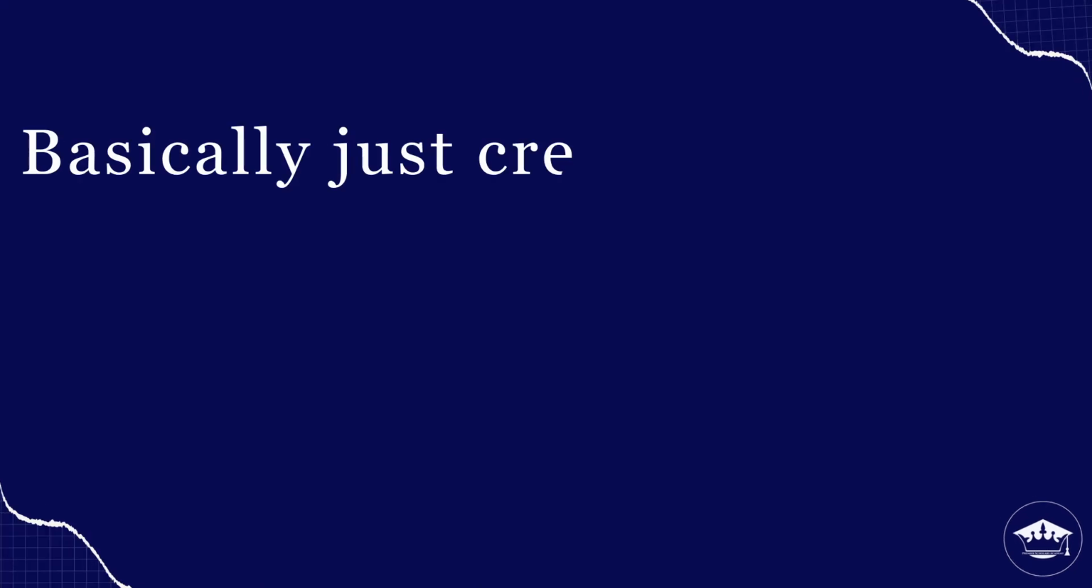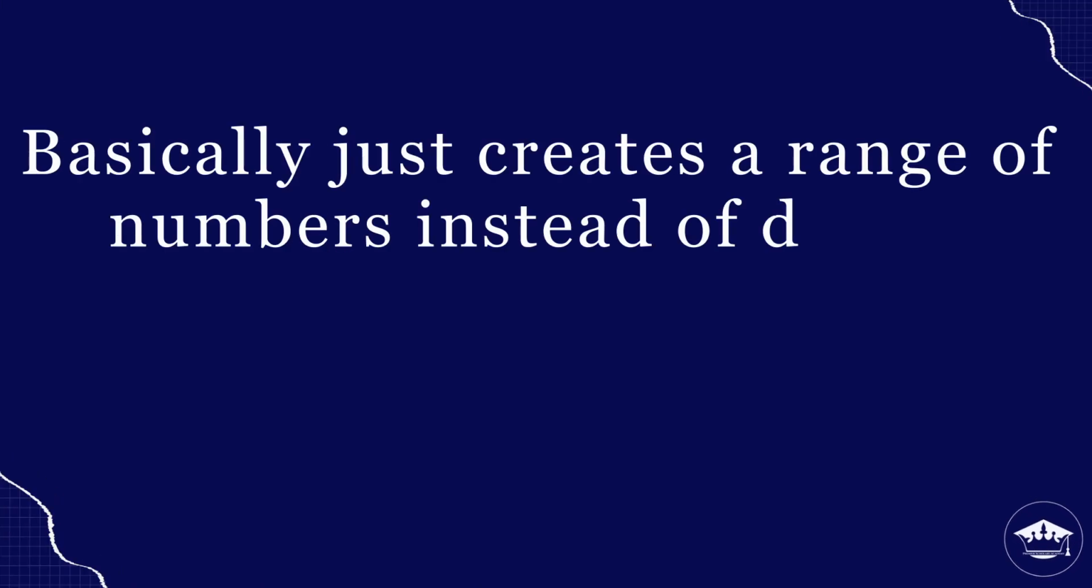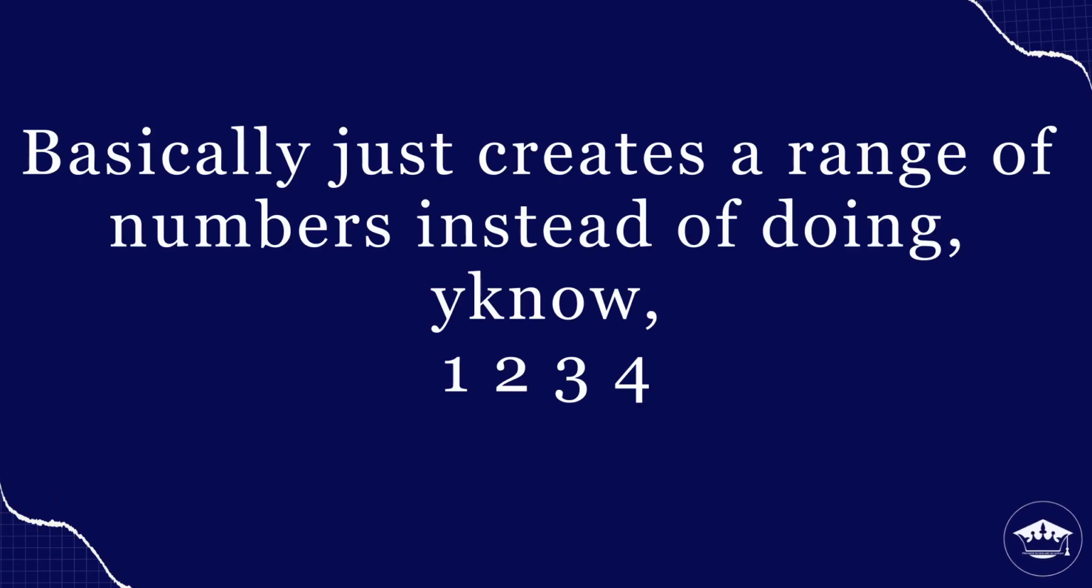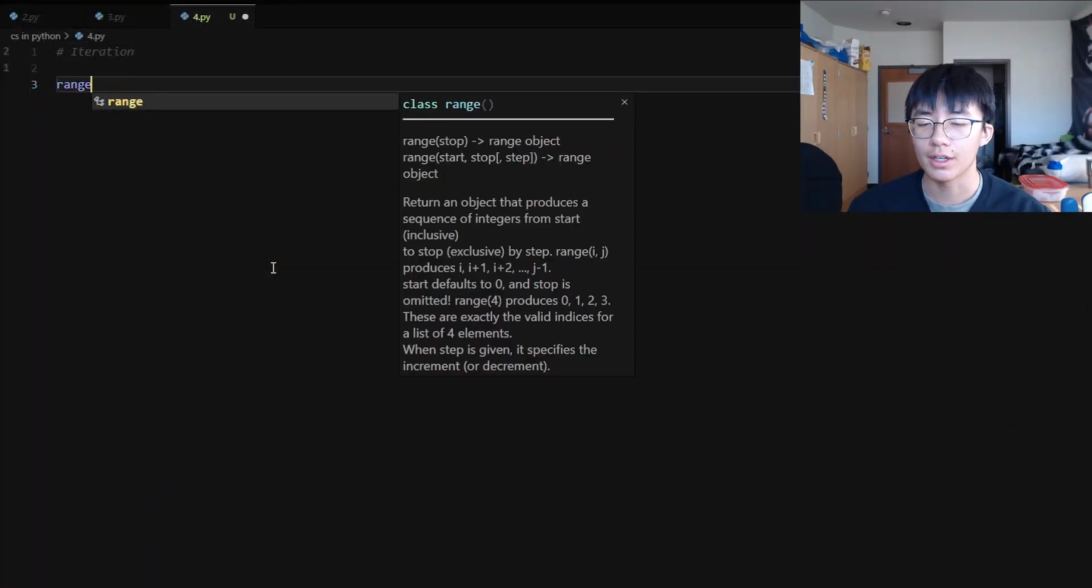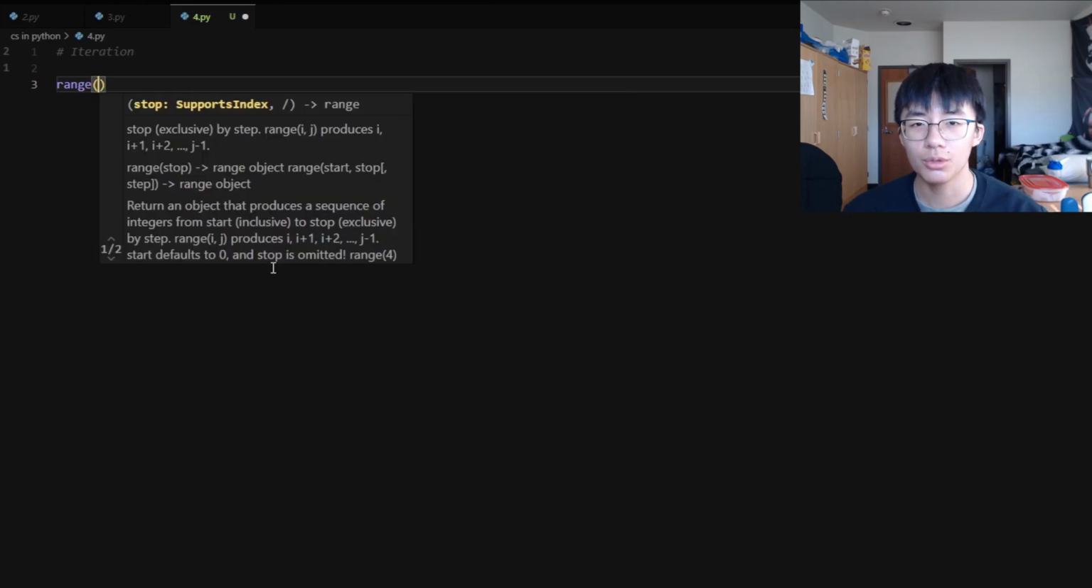So the range function in Python basically just creates a range of numbers. Instead of doing 1, 2, 3, 4, we can create a range. So the syntax for a range function is pretty simple. It's just the word range and the parentheses. There are 2 ways to write a range function. The first one is using the first number and the last number included in the parentheses.